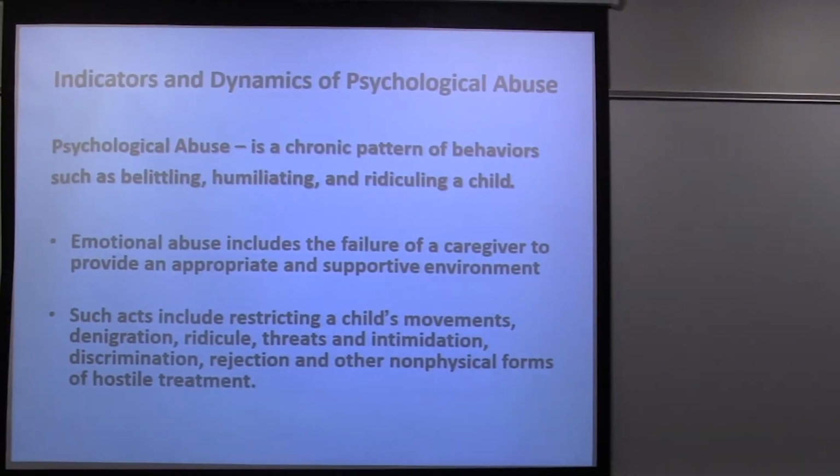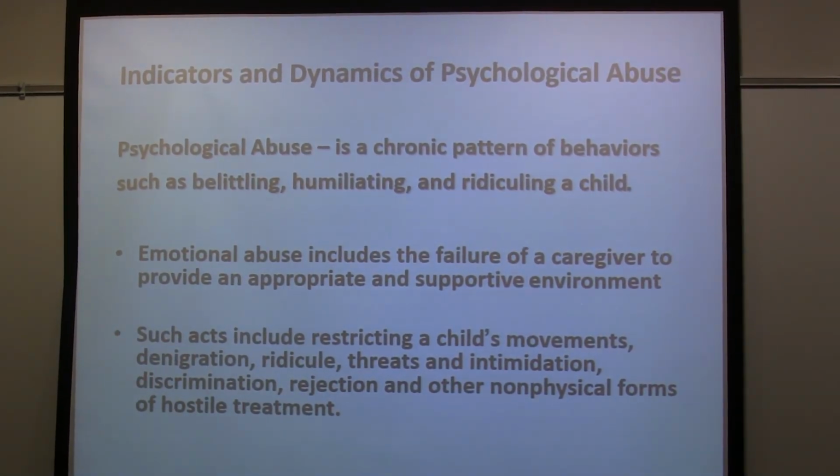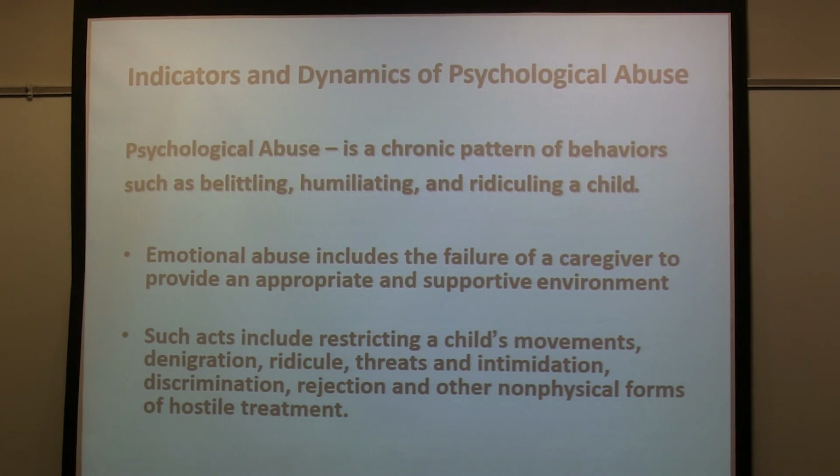What are some of the indicators and dynamics of psychological abuse? Well, psychological abuse is a chronic pattern of behaviors such as belittling, humiliating, shaming, or ridiculing a child. Emotional abuse includes the failure of a caregiver to provide an appropriate and supportive environment. Such acts as restricting a child's movements, denigrating a child, ridiculing them, shaming them, making threats or intimidating a child, discriminating, rejection, and other non-physical forms of hostile treatment, all are indicators of psychological abuse. And psychological abuse can be extremely harmful to a child. As physical abuse can be, psychological abuse can be very, very detrimental to the child's well-being.